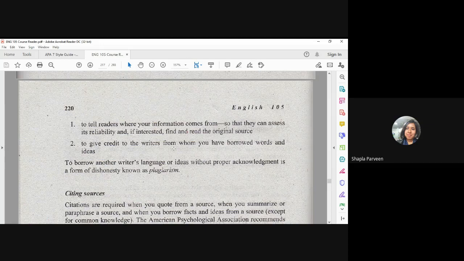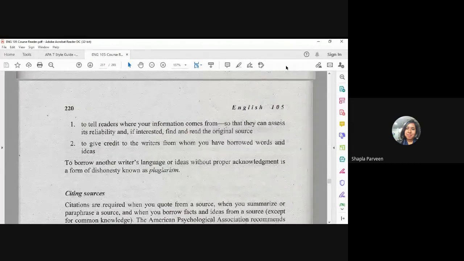So when you give the reference list and the reader feels interested that they want to read more on that source, then they can try to find it by looking at the reference list that you have provided. You can go to the list and look for the original source. So that's one of the reasons.